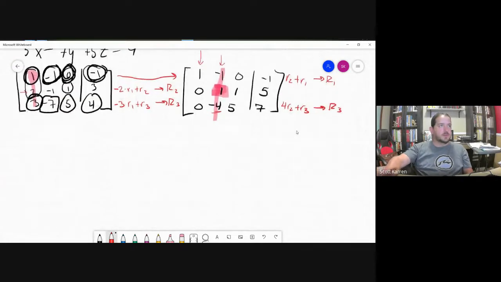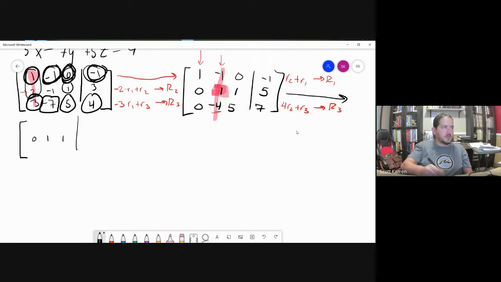So writing this, row 2 is not being changed. And so I end up with 0, 1, 1, and 5 for my middle row. I'm just taking row 2 and adding it to row 1, so that's easy. 1 plus 0 is 1. Negative 1 plus 1 is 0. 0 plus 1 is 1. And 5 and negative 1 is 4.